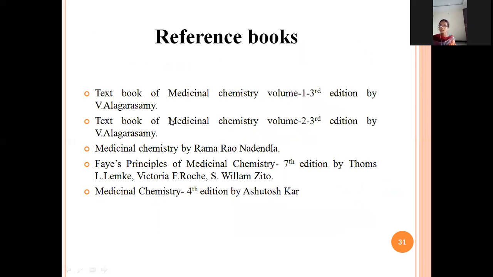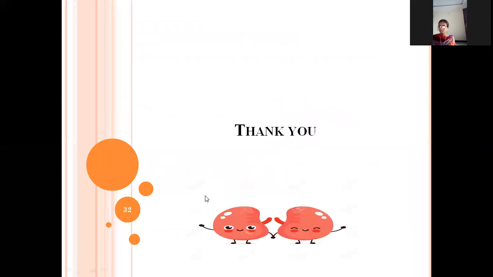And these are the reference books that should be followed for the corticosteroids. Thank you.